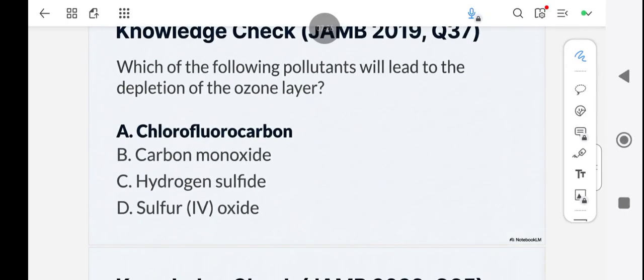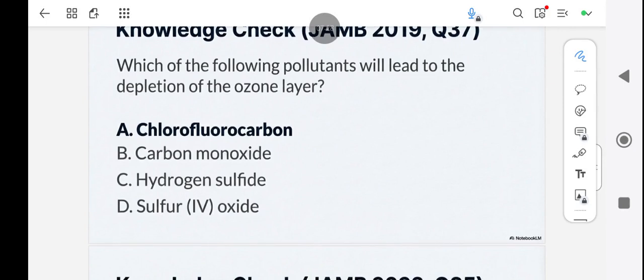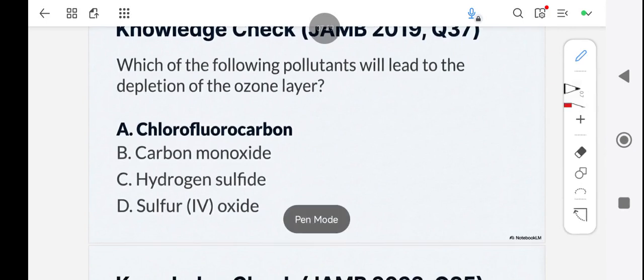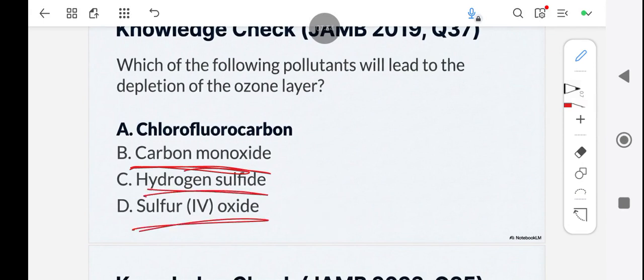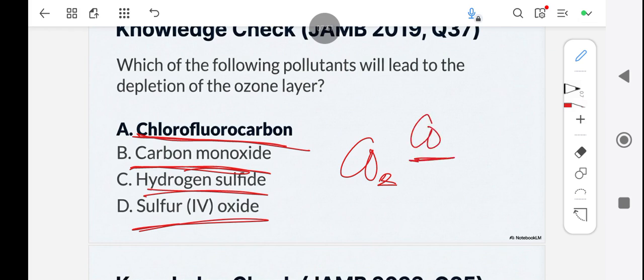Next, which of the following pollutants will lead to depletion of the ozone layer? Now, carbon monoxide does not lead to depletion of the ozone layer. Hydrogen sulfide or sulfur dioxide does not lead to depletion of the ozone layer. It is carbon dioxide that leads to the depletion of the ozone layer, and chlorofluorocarbon. What carbon monoxide does is cause carbon monoxide poisoning.